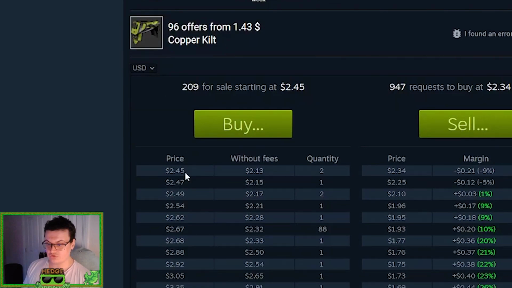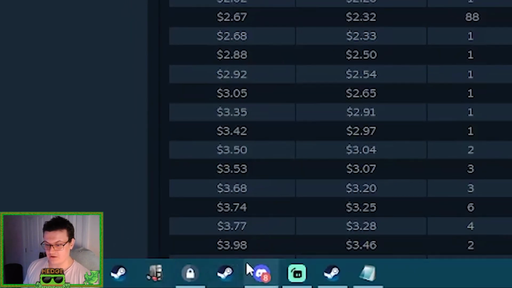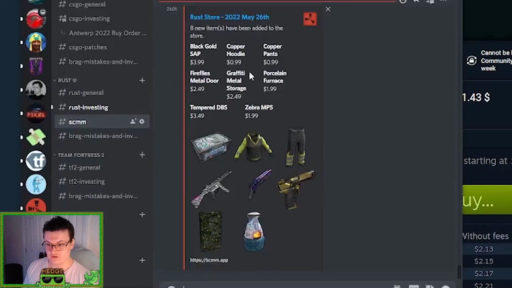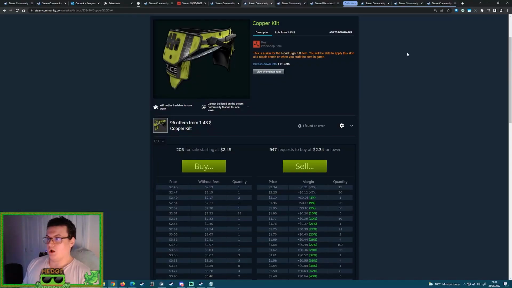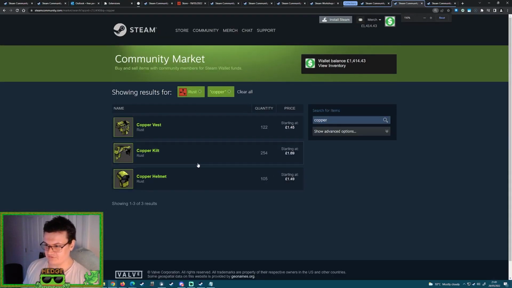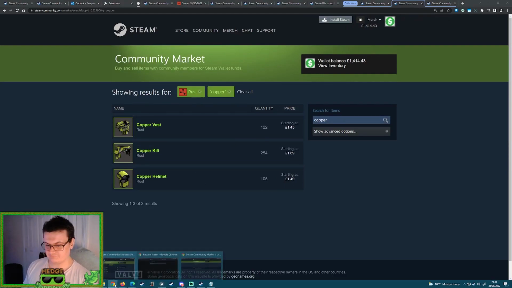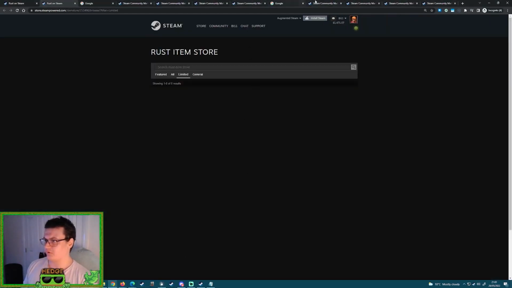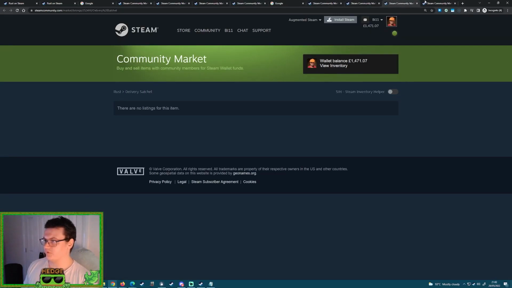Cheapest one is $2.45, and thanks to the Rustore rotation bot, the SCM bot, it has shown us that copper hoodie and pants has actually gotten through. Okay, that's good. So now, as you saw earlier, we're going to see a big difference over the course of the next hour with the quantities and the price here. But first, let's do our buy orders when they appear.